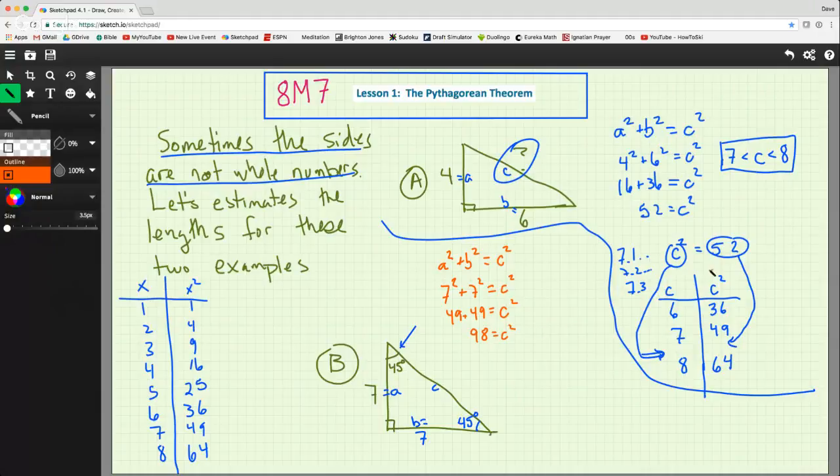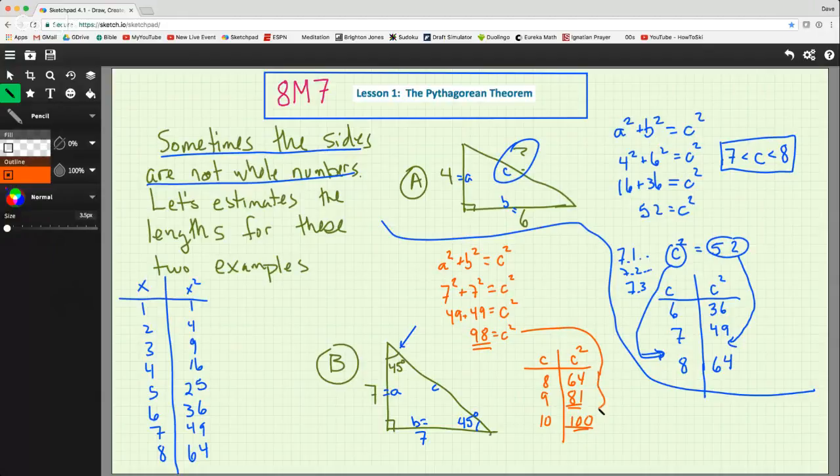Now we have to do the same thing over here that we did on our previous problem. We have to find some square numbers that fit around 98. So if c squared is 98, then it's between two numbers. I know that it's bigger than 8, so let's put down our 8, and that's 64. And 9, we know, is 81. And 10 is 100. So now we found two numbers on either side of 98 for c squared. And that's 81 and 100.